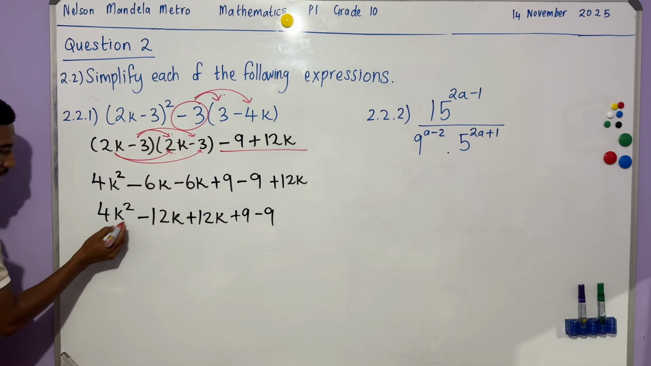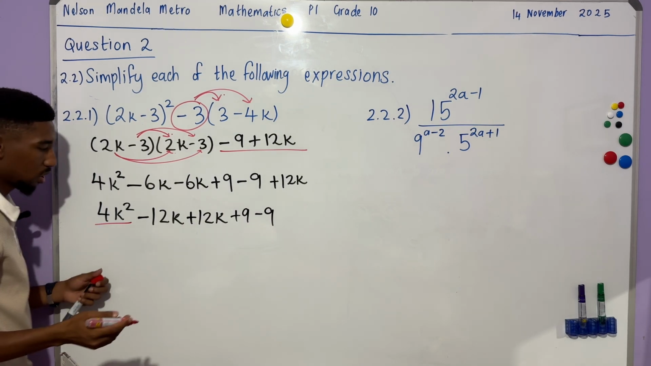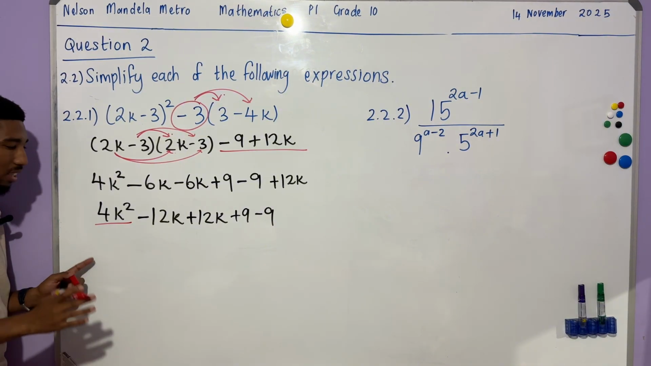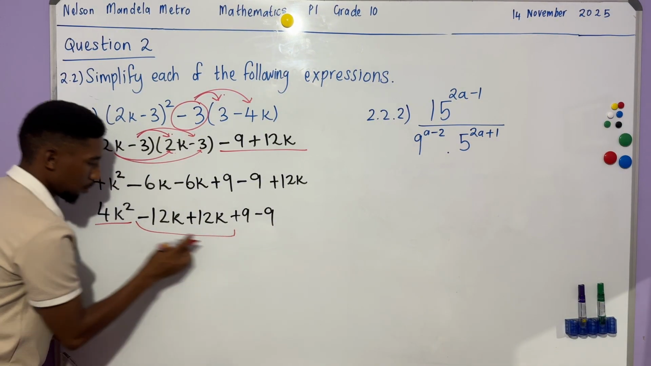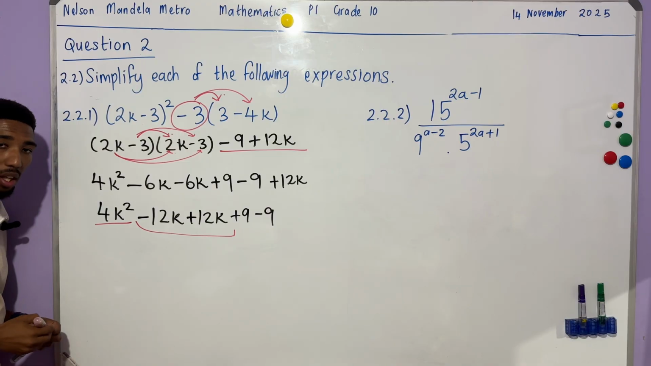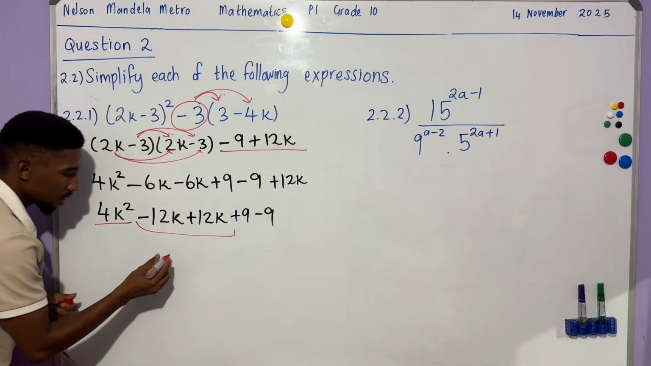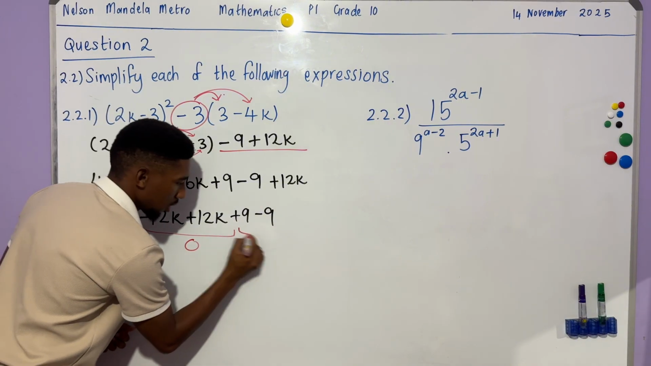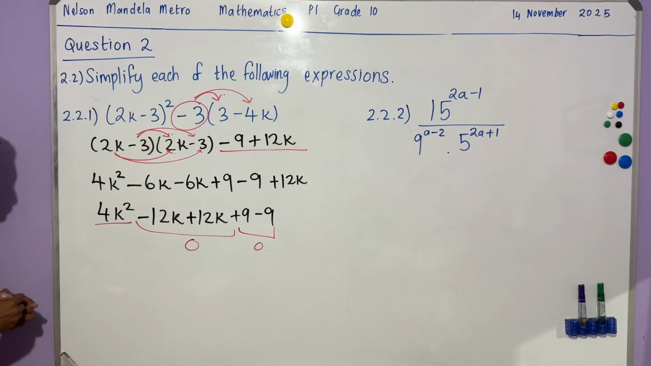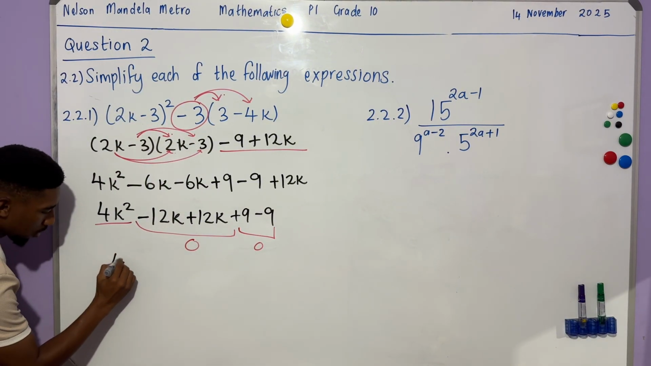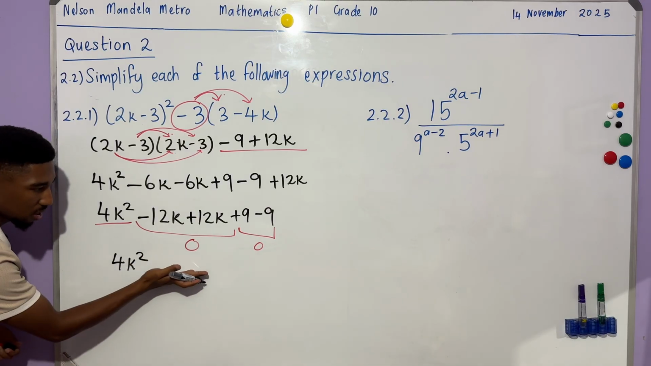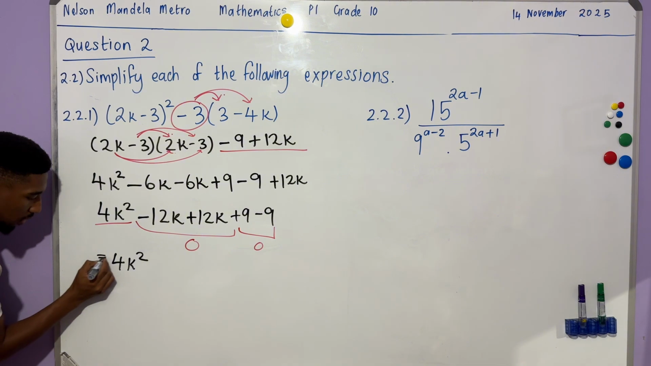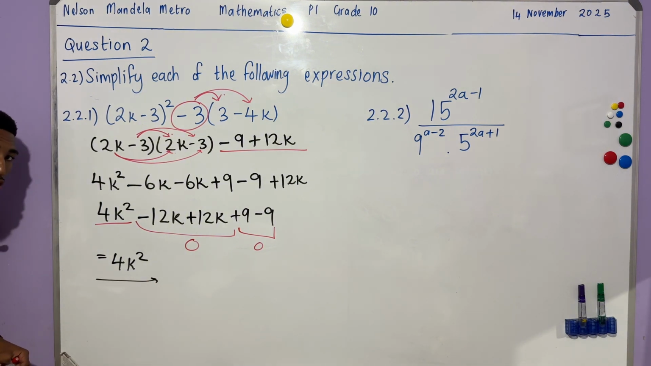Okay, so like I previously said, 4k squared doesn't have anybody else to subtract or add. Remember, we may not add or subtract unlike terms. However, minus 12k plus 12k are like terms. That gives us 0. Plus 9 minus 9, that gives us 0. So technically, we are left with 4k squared plus 0 minus 0, but we're not going to write plus or minus 0. So our final answer is simply 4k squared.